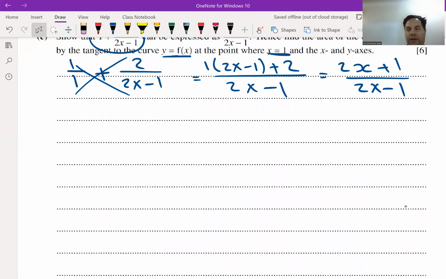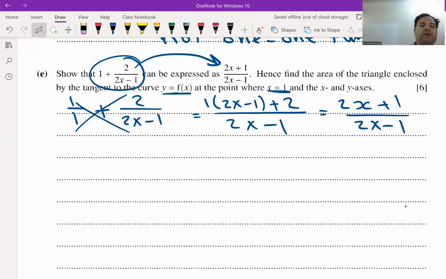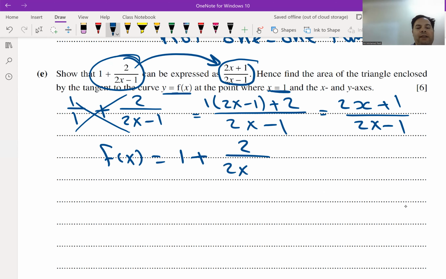Why did the examiner in this question give you this form? First, because it's hard for AS level to get it. A2 level, inshallah, we can get it by many ways. Secondly, in our syllabus also, we cannot differentiate. For A2 level, if there are some students taking A level, they can use u over v. It's not included in AS. This is why the examiner gave the function written in the form 1 plus 2 over 2x minus 1, to be easy to differentiate or integrate.